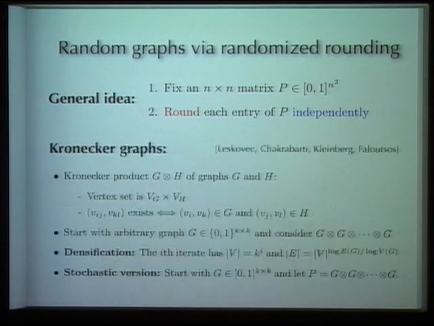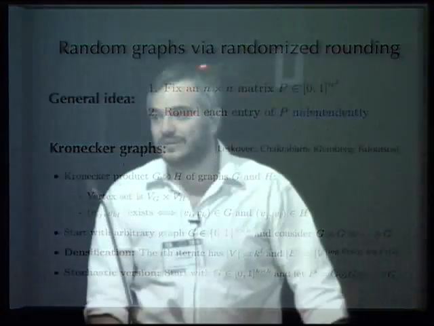Now, I think I will skip the Kronecker graphs. The Kronecker graphs, just in one sentence, are a particular mechanism for constructing this matrix P that is recursive. You start from a very simple matrix, and you just take the Kronecker product with itself, and it exhibits densification, which is one of the nice properties that it has.